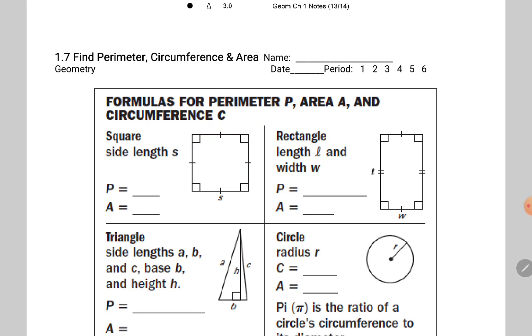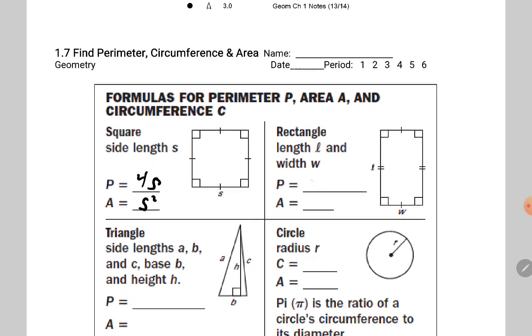If you have a square, like we do in this case, you just do 4 times one side. That's an S. Area is all the space inside our square here, and we find that out by multiplying length times width. In this case, it is S squared.